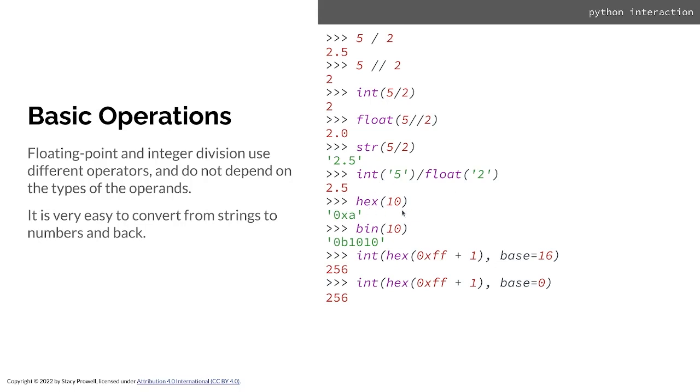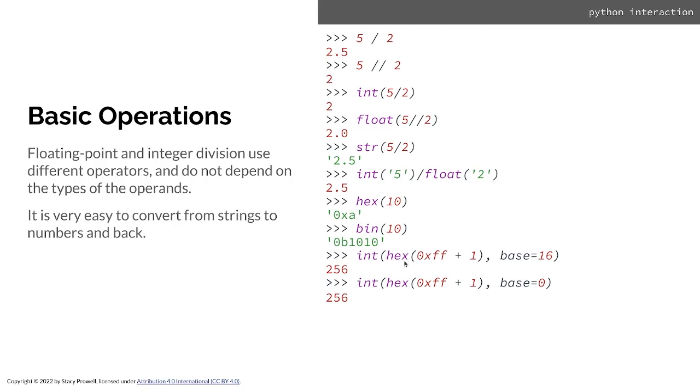If I want a hexadecimal number, I can just say hex. In this case, I want one for 10, and it will give me 0xa, and note that's a string. For binary 10, it will give me 0b1010. That's 8 plus 2, which is 10. And I can use hex and binary literals in Python as well with a 0x or a 0b.